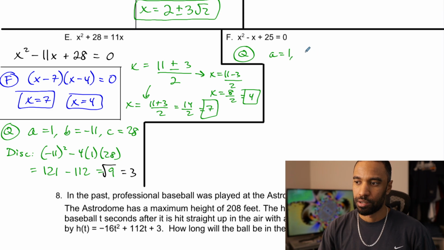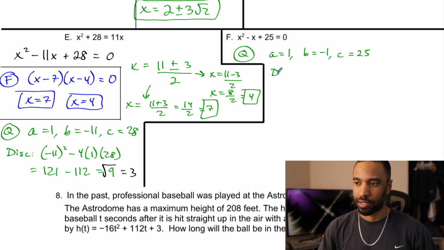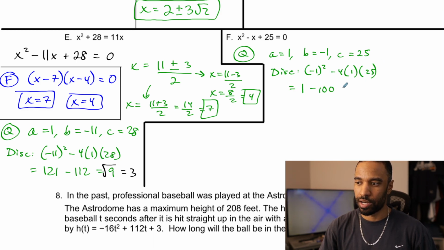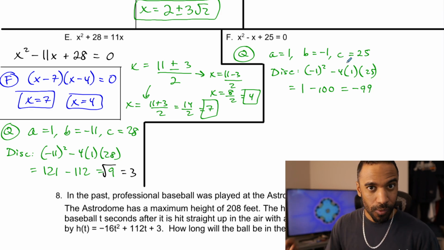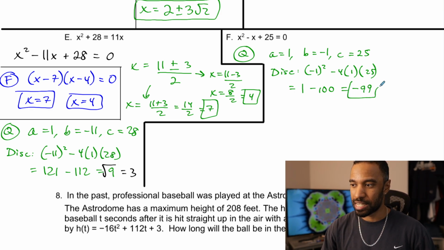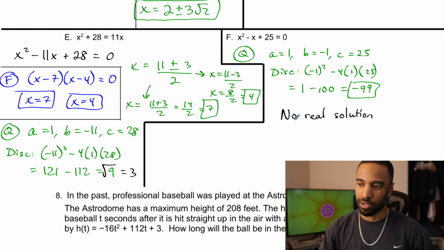A is 1, B is negative 1, C is 25. Okay. Here we go. Discriminant. B squared minus 4ac becomes 1 minus 100, which is negative 99. Guess what, guys? In Math 2 and Algebra 1, we can stop right here. Negative discriminant tells me there is no real solution. I cannot proceed beyond this and get real answers.